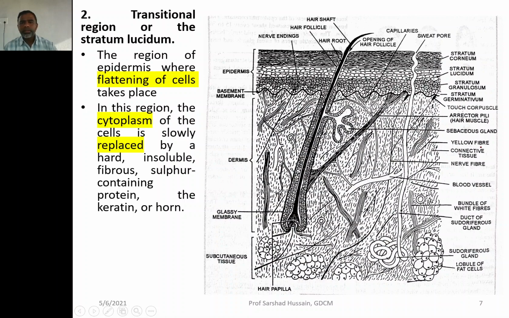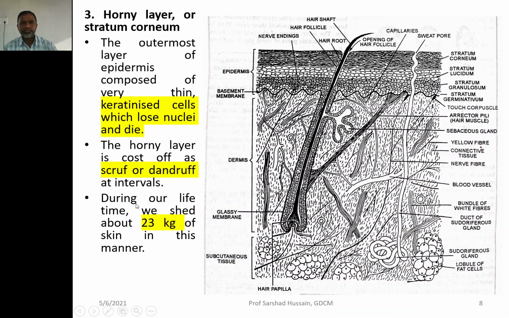So here it is the transitional zone, because the cells are changing their shape from columnar to flattened cells, and their cytoplasm is transitioning from the previous clear cytoplasm to a cytoplasm having fibers present in it, the protein called keratin, or the horn protein. Because this protein is a little bit tough and is the material used to build the horn in animals, it is also called the horn protein.